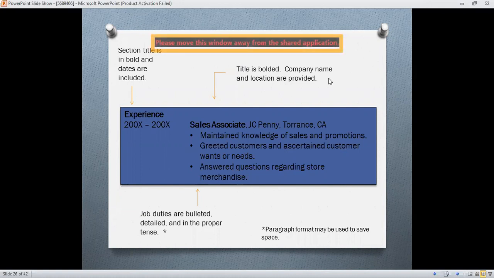Okay, so see here. The section title is bolded. Company name and location are provided. Job duties are bulleted, meaning bullets are used for detail, with the proper tense. Paragraph format may be used to save space.